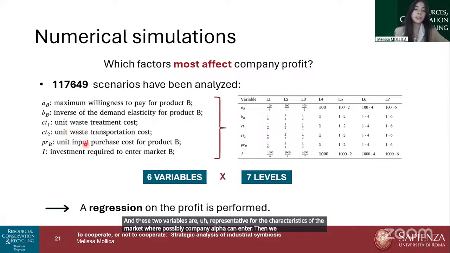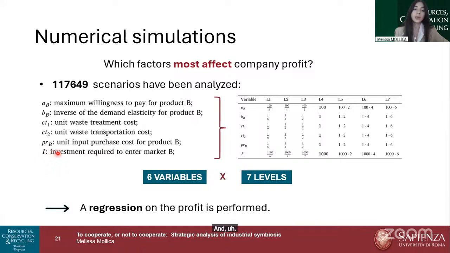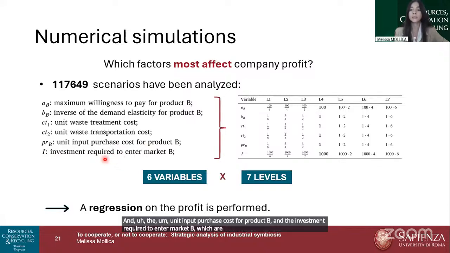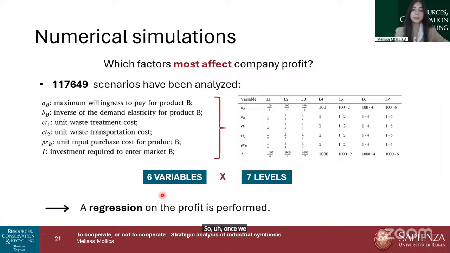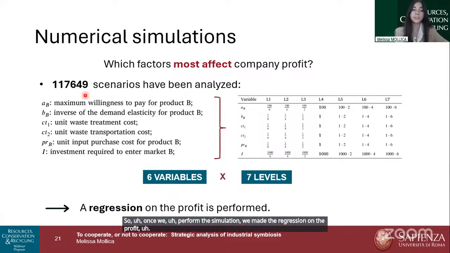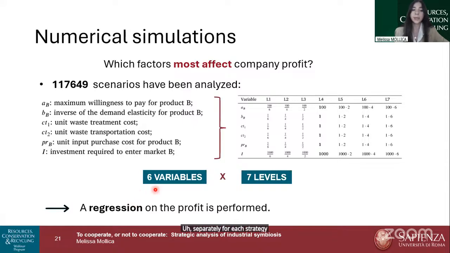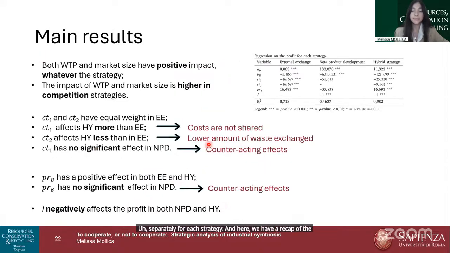Then we have the additional cost of industrial symbiosis, the waste treatment and the waste transportation costs, and the unit input purchase cost for product B and the investment required to enter market B, which are actually the costs that should be incurred in case of choosing the competitive strategy. So once we performed the simulation, we made the regression on the profit of these variables separately for each strategy. And here we have a recap of the main results.